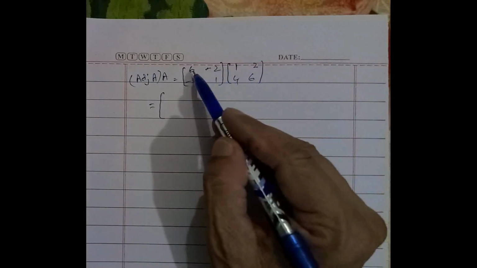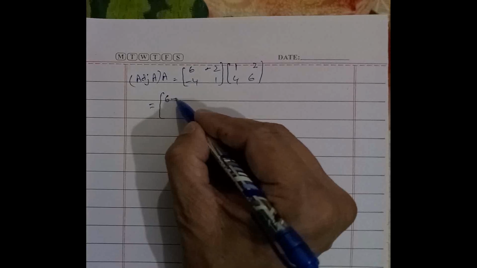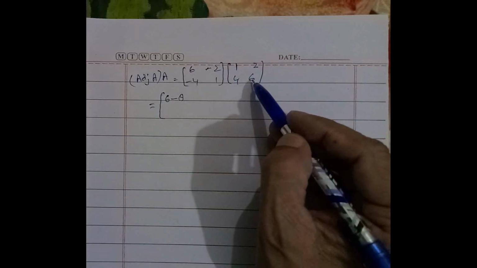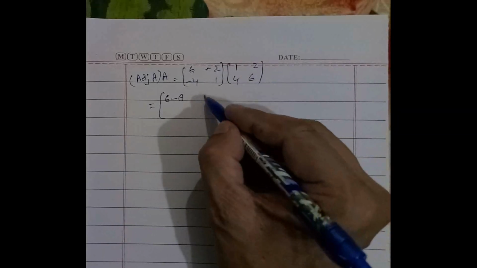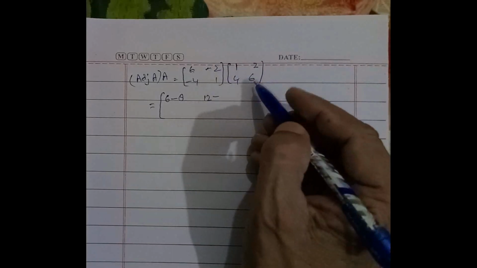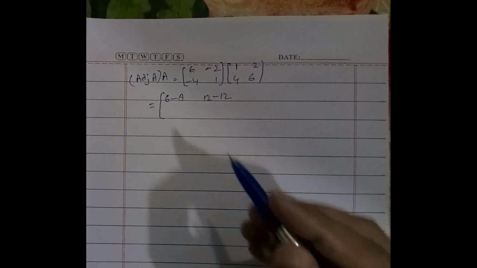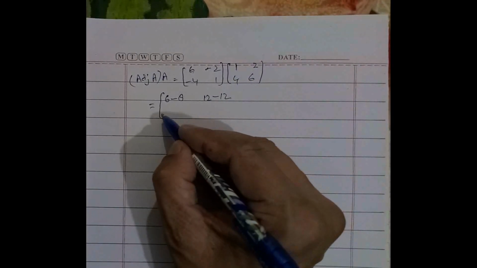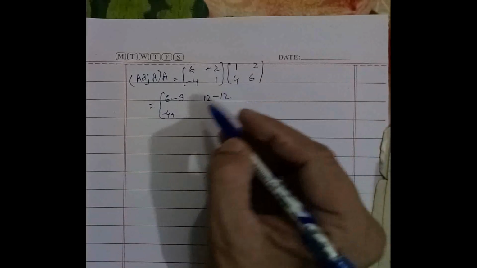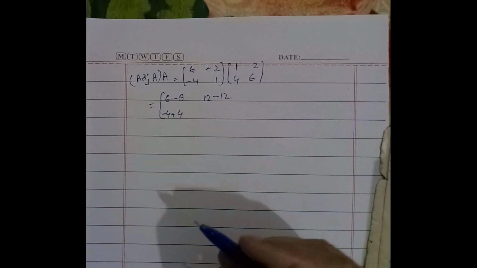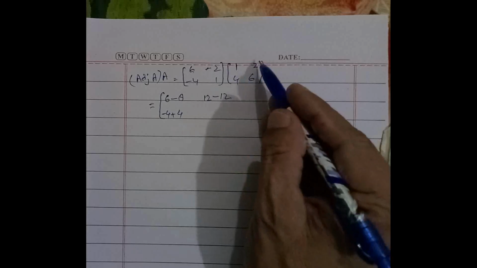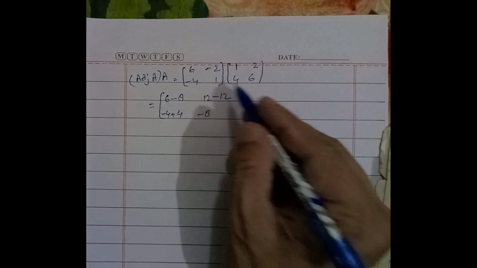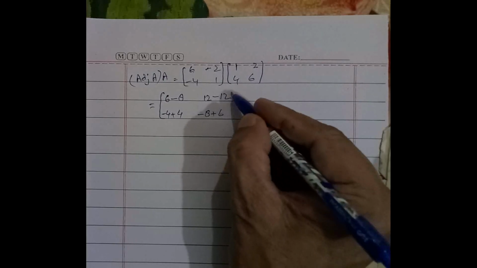First row with the first column is 6 multiplied by 1 is equal to 6, minus 2 multiplied by 4 is equal to minus 8. First row with the second column is 6 multiplied by 2 is equal to 12, minus 2 multiplied by 6 is equal to minus 12. Now second row with the first column, minus 4 multiplied by 1 is equal to minus 4, 1 multiplied by 4 is equal to plus 4. Second row with the second column is minus 4 multiplied by 2 is equal to minus 8, 1 multiplied by 6 is equal to plus 6.